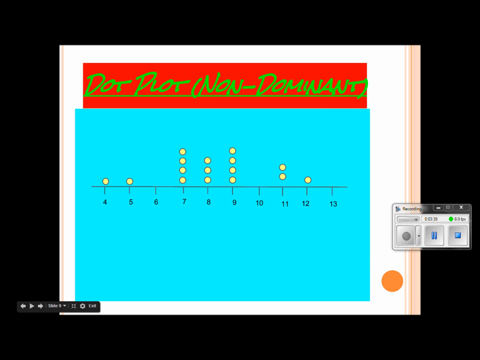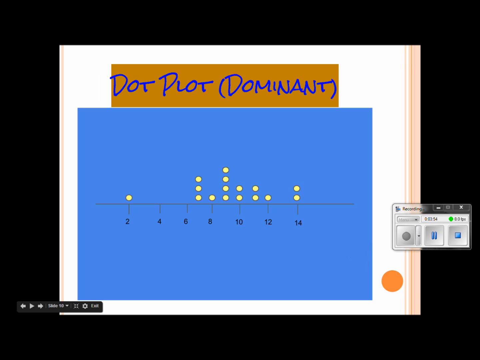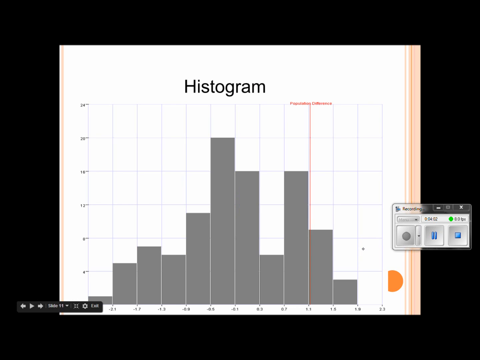So now here is our dot plot for our non-dominant jumps. As you can see, most of the data is clustered around the 7 to 9 area, with some outliers around 11 and 12 and 4 and 5. Now here's the dot plot for our dominant jumps. This is much more spread out. As you can see, all the way from around 7 to 12, the data is staggered. And then here's our histogram. As you can see, most of our data is centered in the middle around 0, and the population difference is around 1.1.